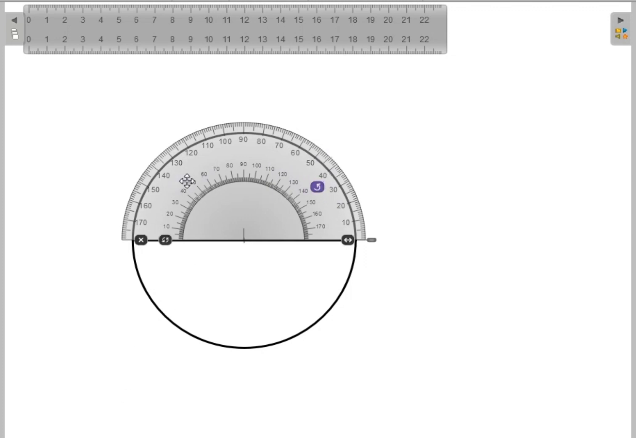117 is somewhere here before you get to 120. Yeah, you see, 117 degrees. Now let's use our pen to mark off this point, so it will be very easy for us. Now we remove our protractor.